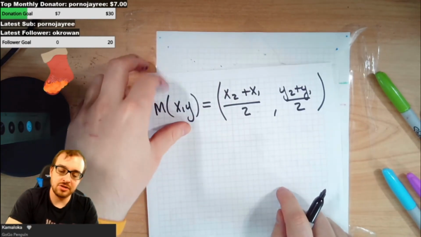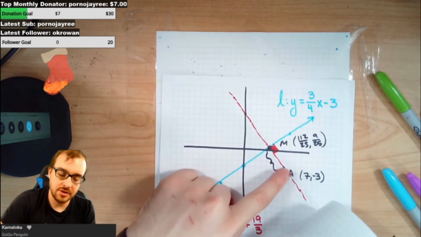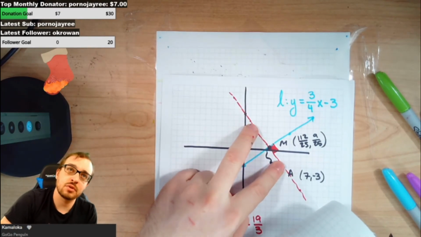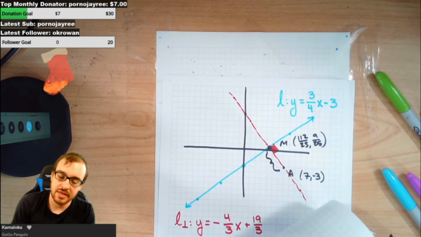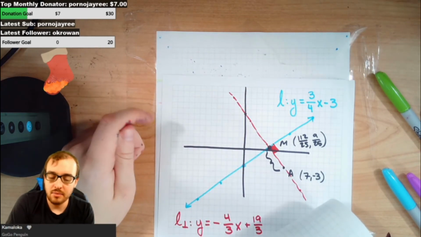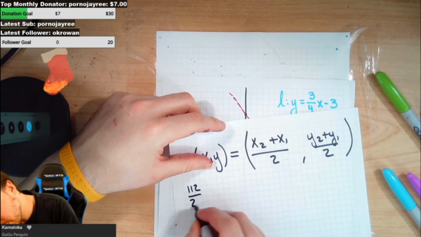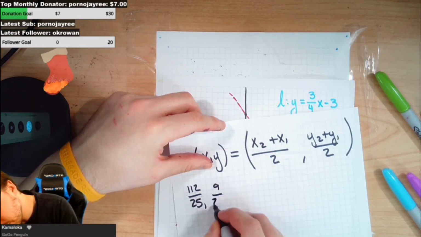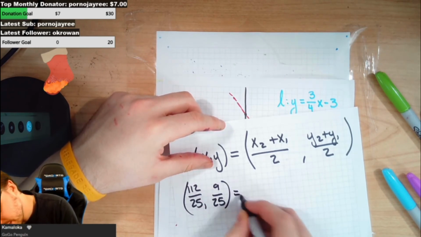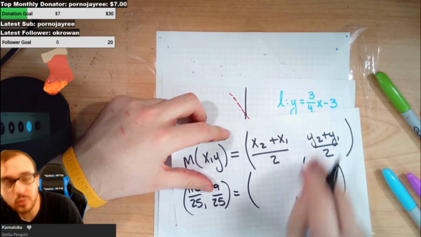Normally, we have the 2 outside points that go here, this guy and then this one, and then we use this formula to figure out the middle between them, the average point, right, the middle point. But here, we already know the midpoint. It's 112 over 25, comma, 9 over 25.